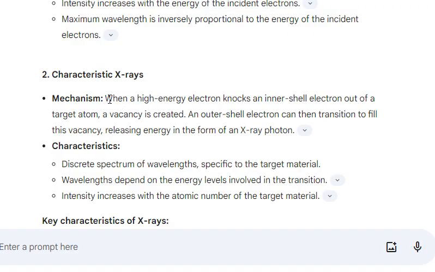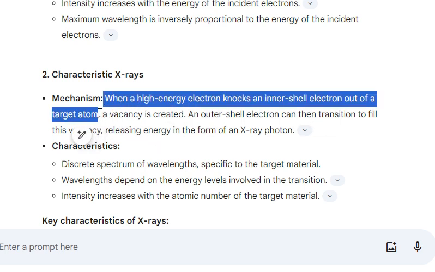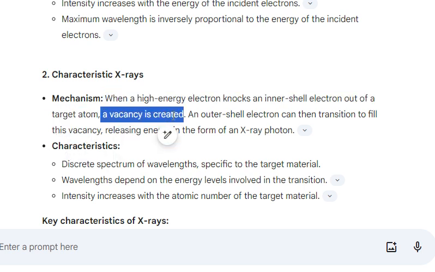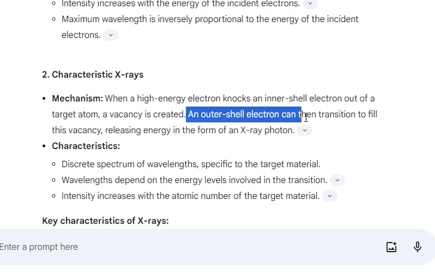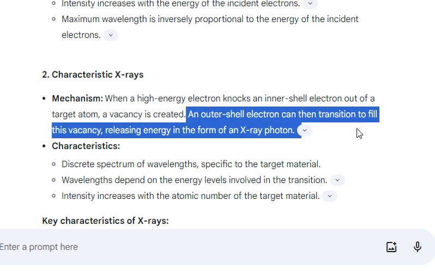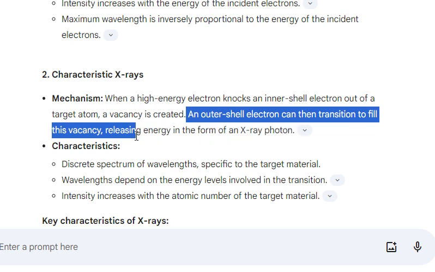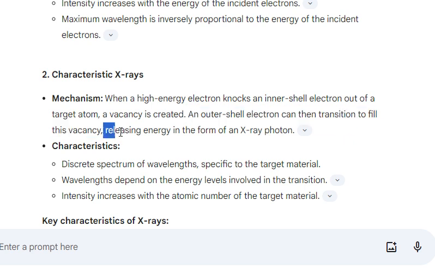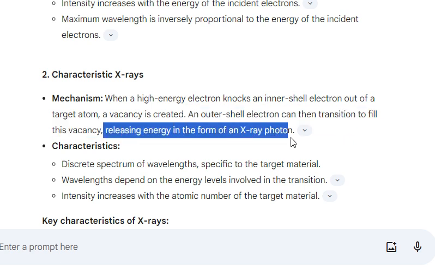So again, let's see this. When a high energy electron knocks an inner shell electron out of a target atom, a vacancy is created. And when that vacancy is created in the inner shell, an outer shell electron can then make a transition to fill this vacancy, and in that process there is a release of energy in the form of an X-ray photon.